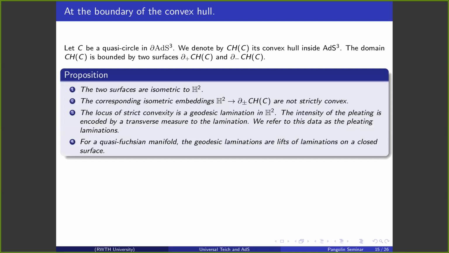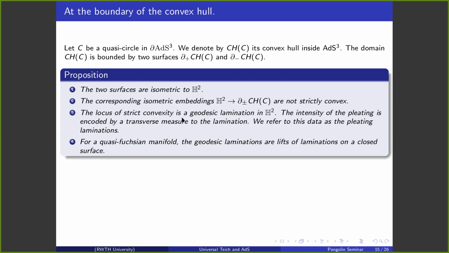So the boundary of this convex hull of a quasi-circle is made by two surfaces, one in the future, one in the past, and those two surfaces are isometric to the hyperbolic disk, so that we get two embeddings from H2 to AdS3, into the boundary of the convex hull. And the geodesic lamination is supposed to describe how those two H2 embed in AdS. And this embedding we will really encode with geodesic lamination, and actually even measured geodesic lamination. So how is this working?